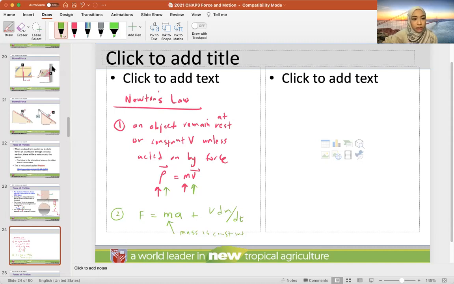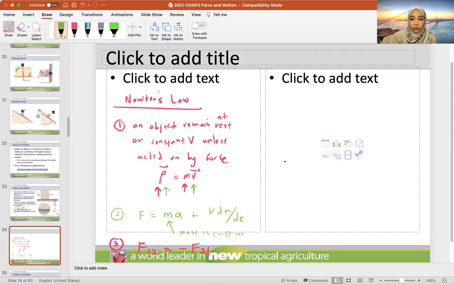And then we also talked about Newton's third law, which is, what is it? An object will apply equal and opposite force, right? F12 equals to F21. It means to say kalau saya tolak something, benda tu pun tolak saya balik at a same magnitude but opposite direction. So it's equal and opposite forces. Okay, so these are the Newton's law.